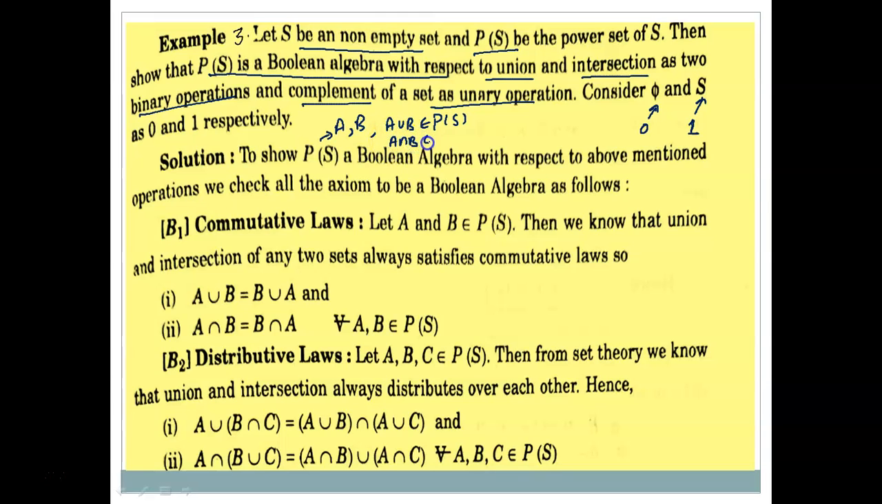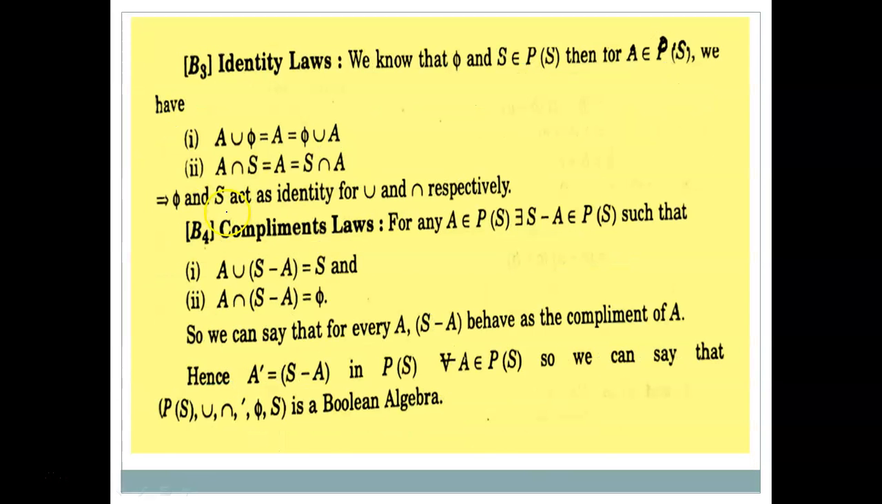Similarly, the intersection of two sets also belongs to this. So union and intersection are the binary operations here, and if you take the complement of a set, it again is an element of this set. Therefore complement is a unary operation. Now you can verify all the laws, commutative law, then the distributive law. These are very easy. We have already discussed them in lecture 1. Then the identity law, I told you that here it means 0 and this means 1. S means 1. So phi and S act as identity with respect to union and intersection operation.